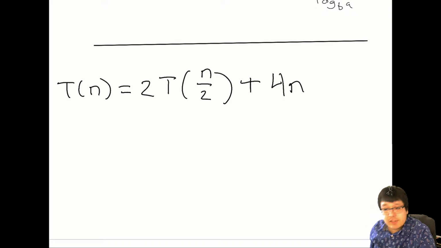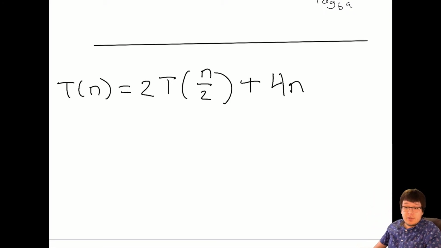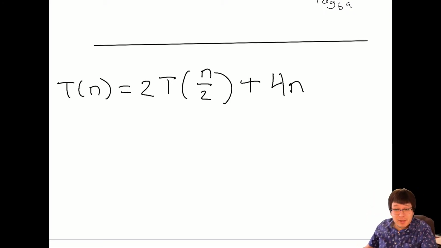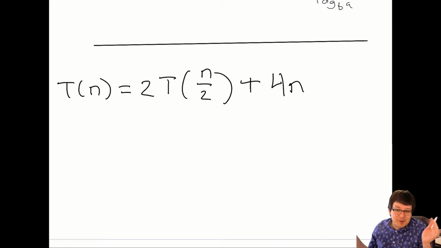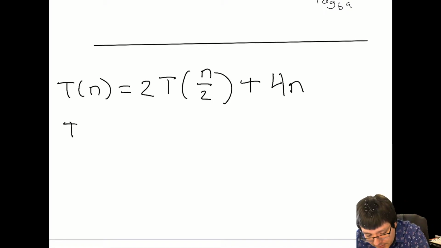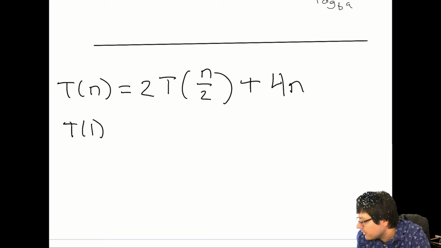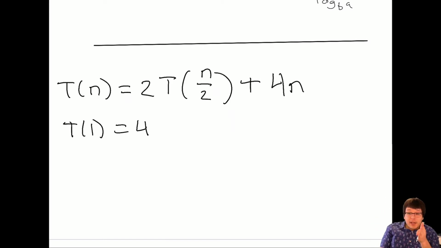As you can see, this is already a little bit more fancy than our whole T(n) is equal to T(n minus 1) or whatever. We have a division. We have multiplication on it. We have numbers. They're still very basic numbers, but they're numbers. And I suppose I should include the base case. Our base case is going to be T of 1 is equal to 4. So that's what we got.